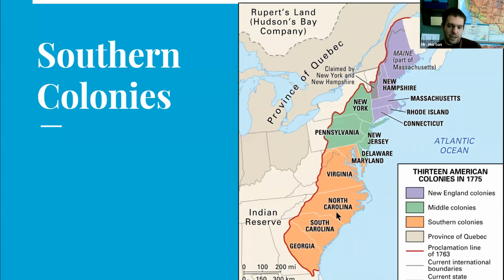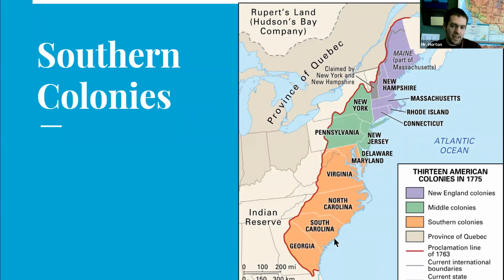And then below North Carolina, you have South Carolina. And then below South Carolina, the last colony is Georgia. So those are the 5 southern colonies. So make sure you've selected all 5 of those for number 1.